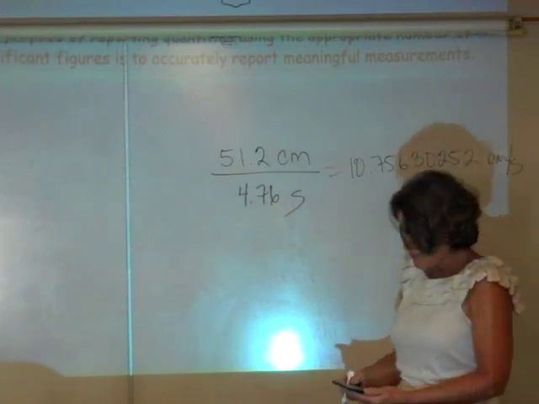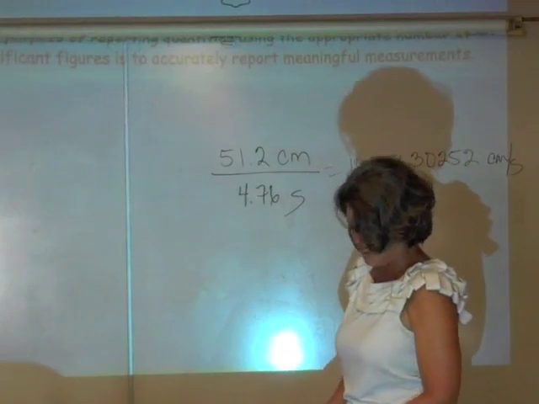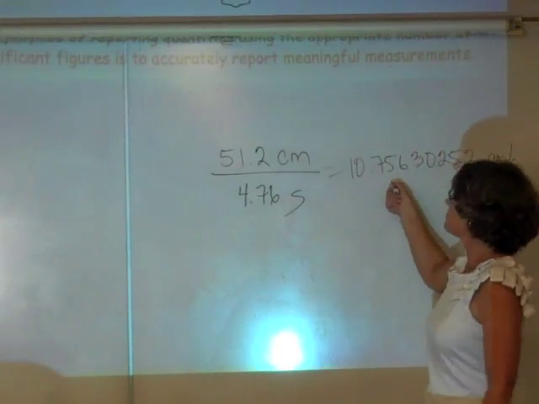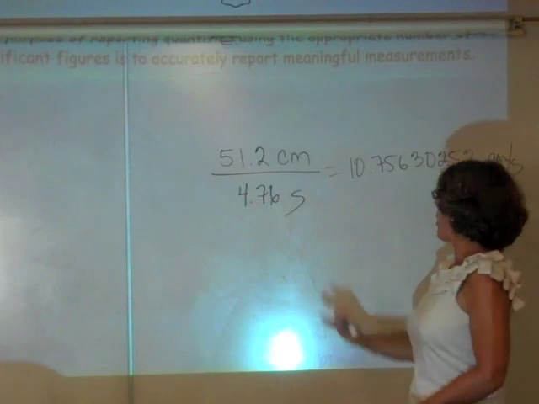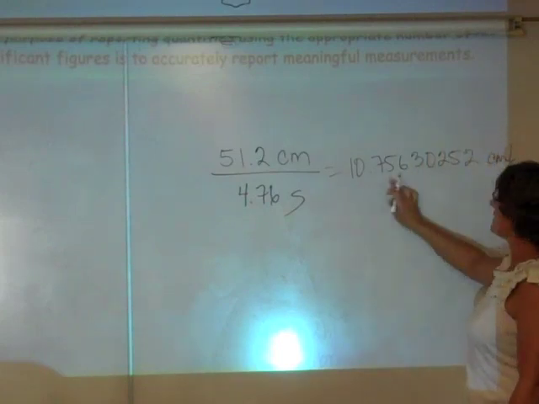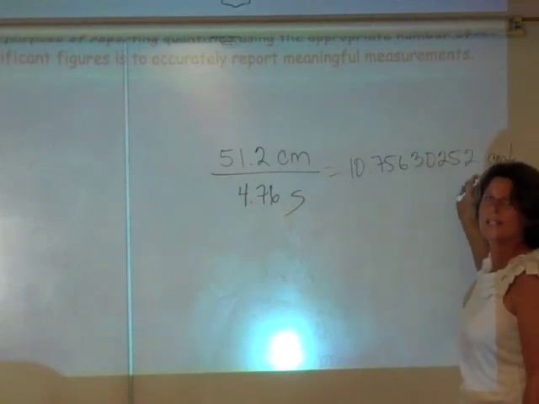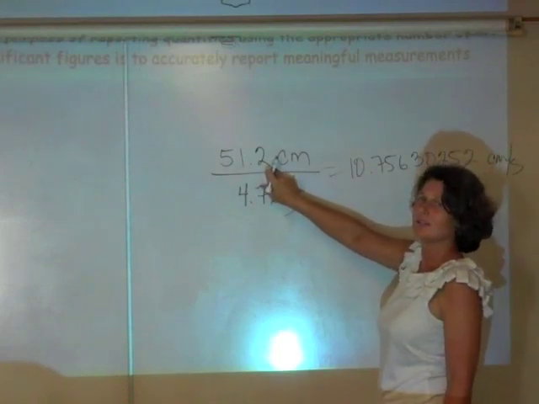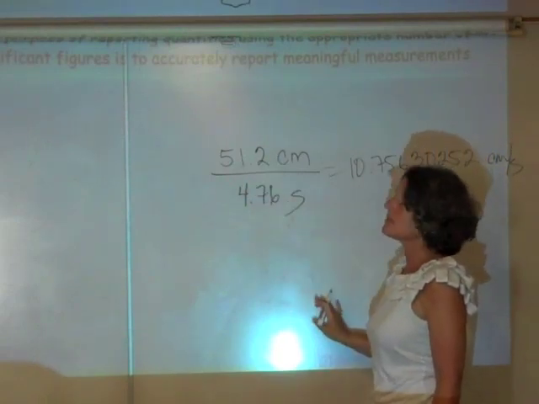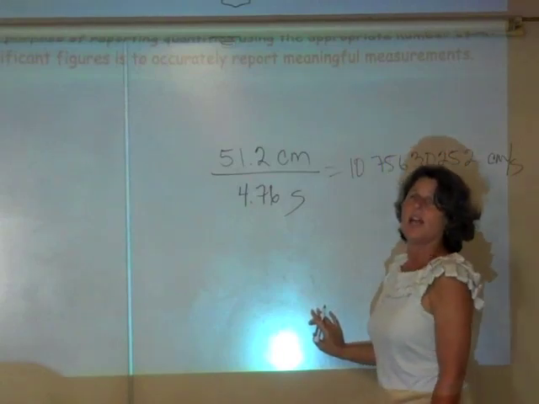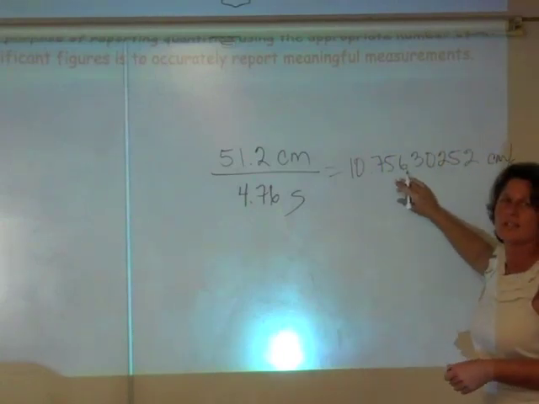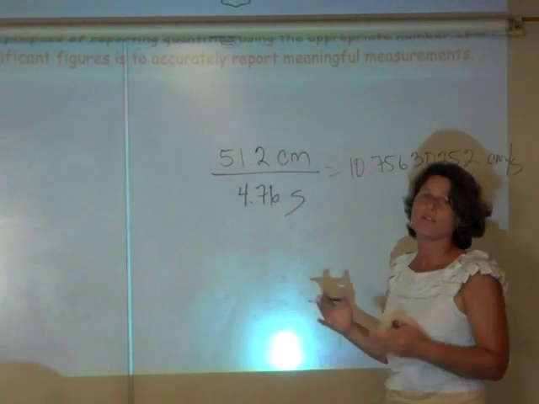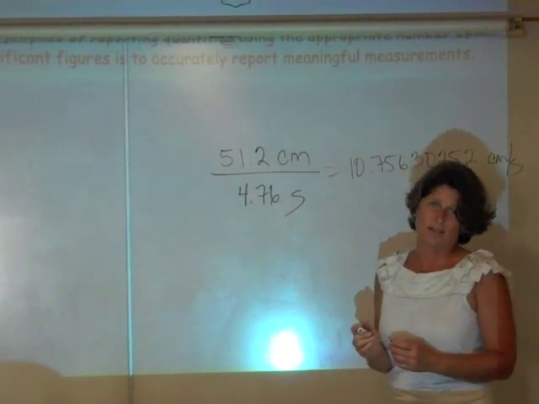So why can't I report that? Why can't I write this as my answer? Do I have a measuring instrument that can measure to this degree? No. I've got this thing right here, right? It can go to the tenth. This can go to the hundredth. And so I can't give an answer like this because neither one of my measuring instruments can measure like that.